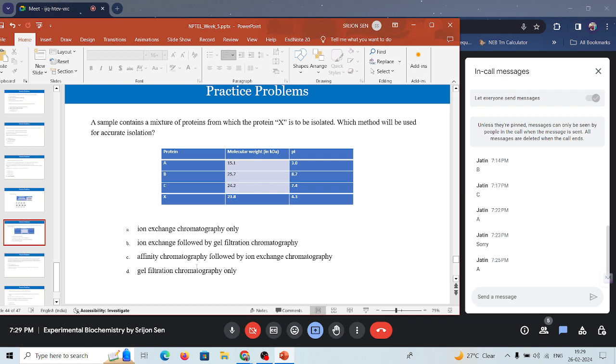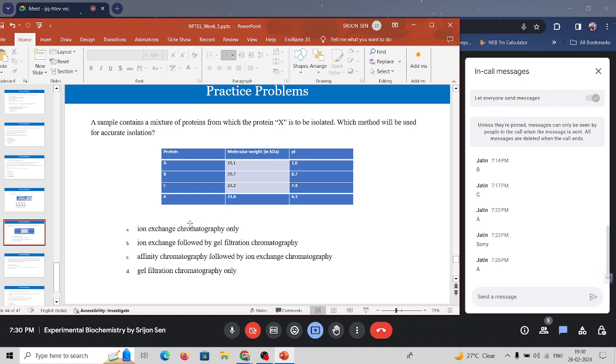Affinity chromatography cannot be performed because we do not know if your protein is tagged or not tagged, or proteins can contain similar kinds of tags, so it's difficult. Only if you do gel filtration chromatography, your B, C and X would be eluting at the same place, or you might get a shoulder, and you cannot separate them.